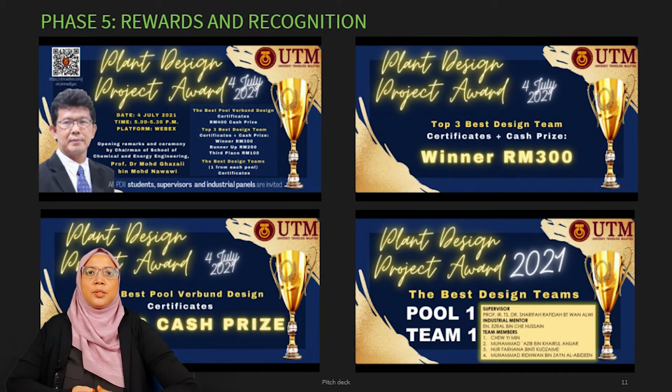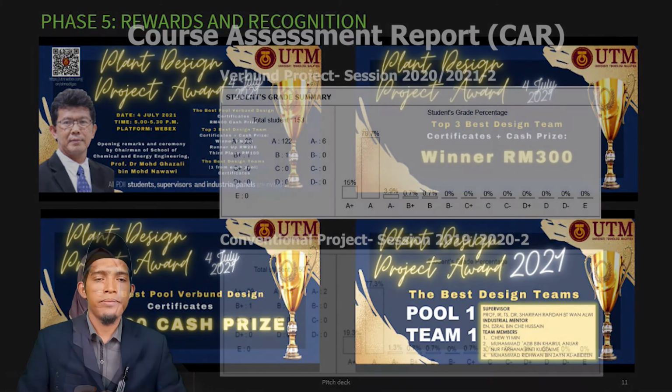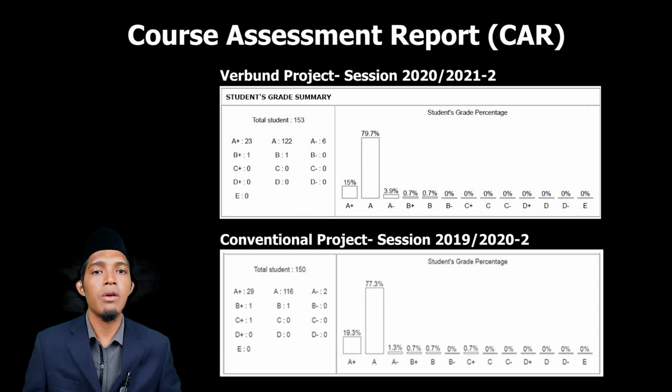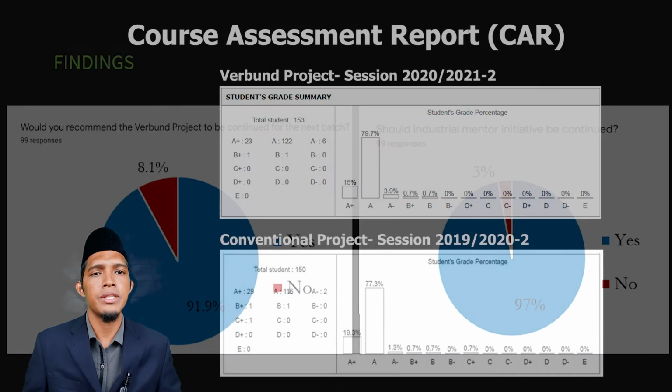In the final phase, we gather feedback from our students and industrial mentors for future improvement. Alhamdulillah, the project was completed by all of the students, delivering all the tasks assigned successfully. We compared the cost assessment report, CAR, for this semester and the previous semester. It was found that the results achieved are similar even with the introduction of the new Verbund concept. Nearly 95% of the students obtained excellent grades for this semester.